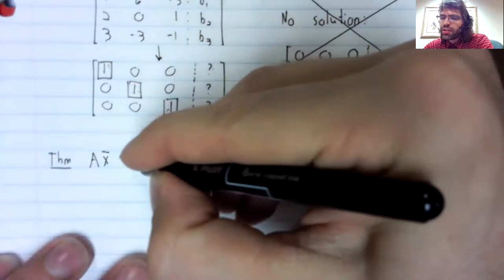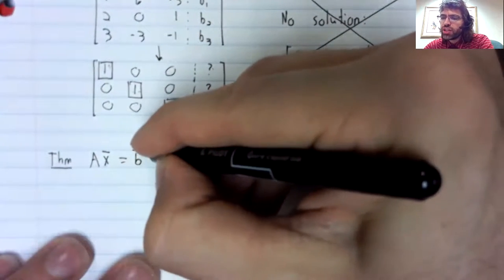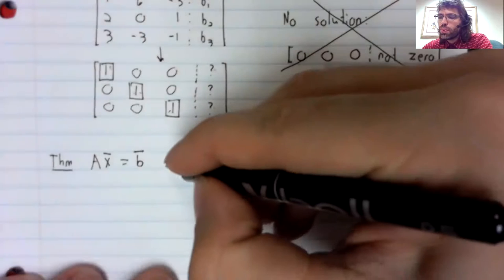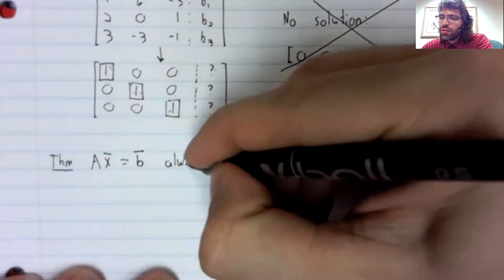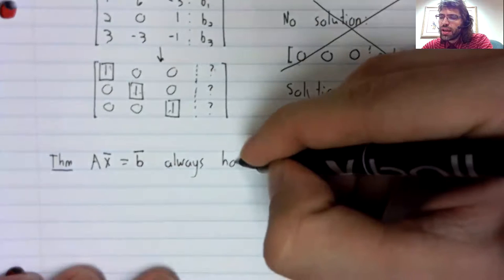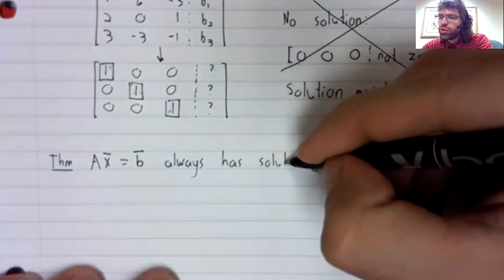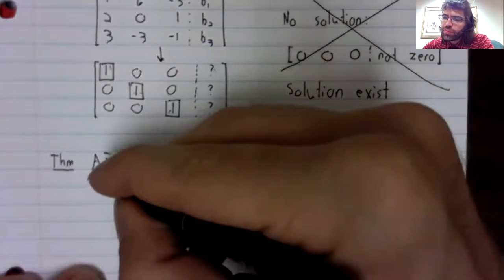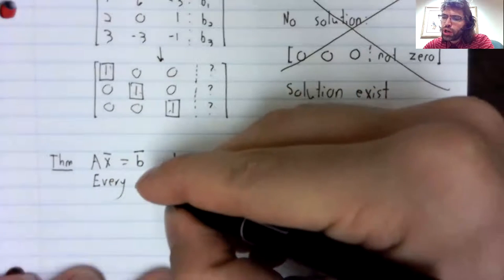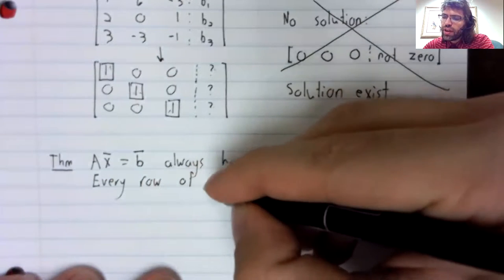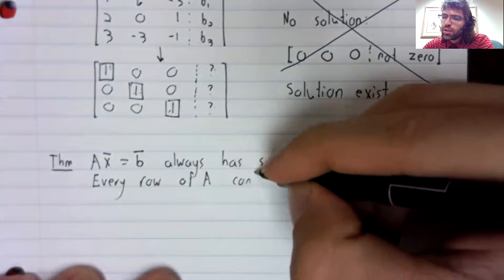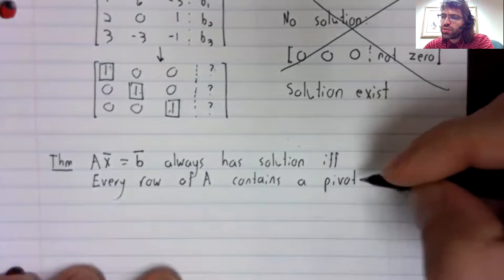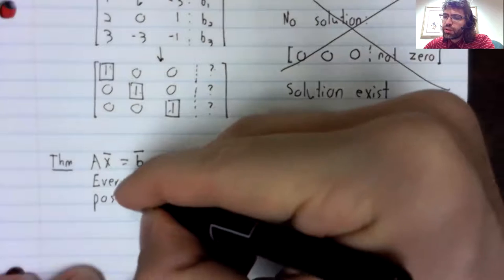If A and X are of proper dimensions so that you can multiply them together, then AX equals B always has a solution if and only if every row of A contains a pivot position.